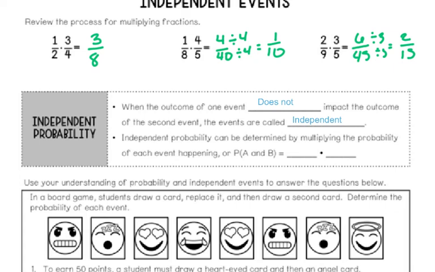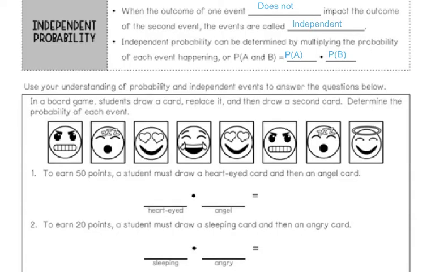Independent probability is when the outcome of one event does not impact the outcome of the second event. The events are called independent. Independent probability can be determined by multiplying the probability of each event happening, or probability of A times probability of B. So typically with independent events, you see something being put back so that our total is never changing. Our total, or our denominator of the fraction, is always going to be the same.